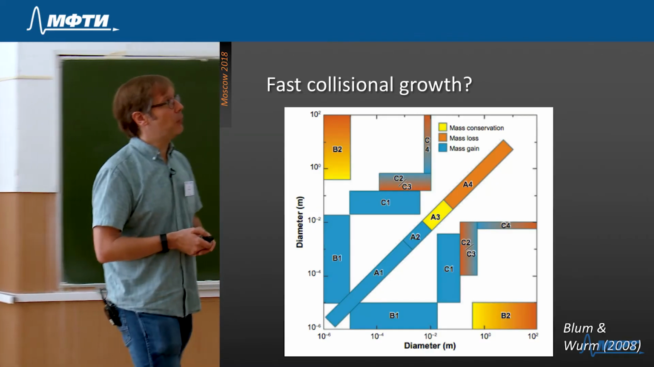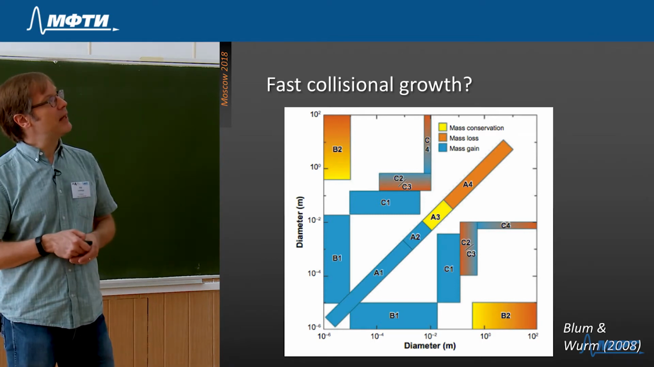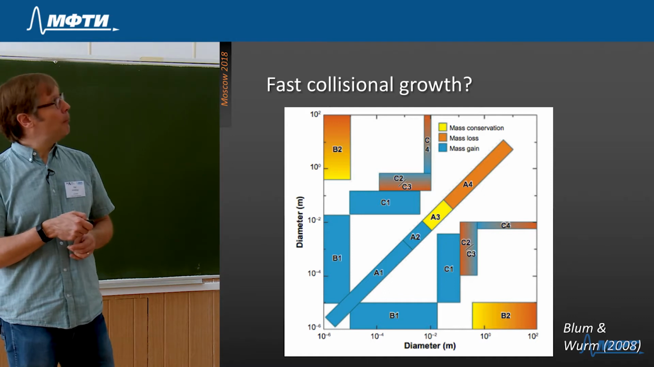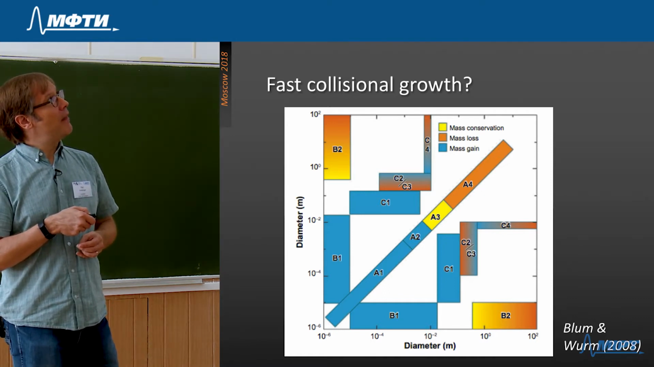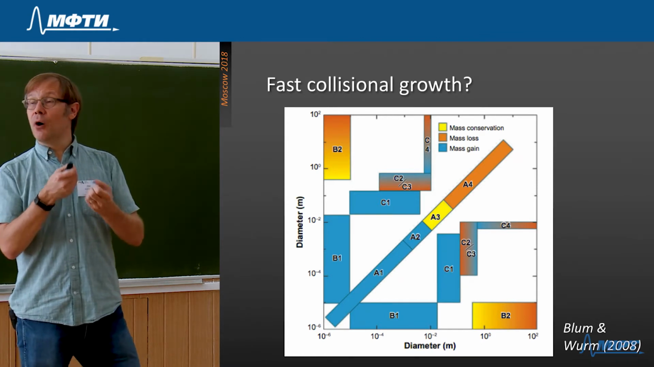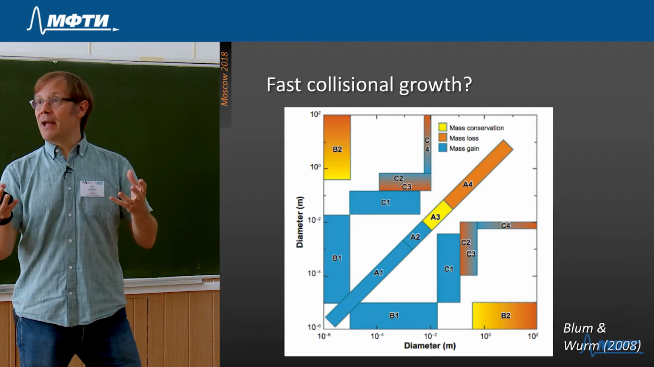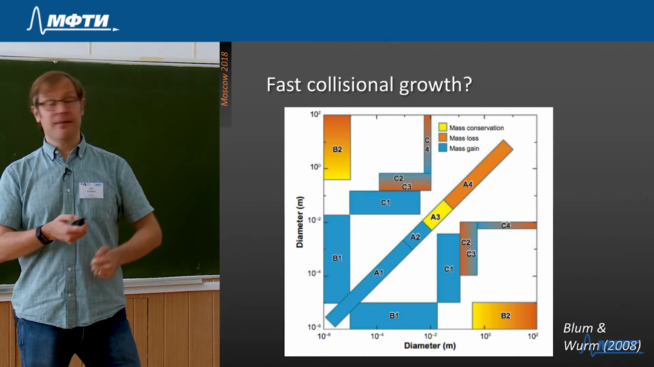And that's also what's seen in much more detailed calculations. This is again from this annual review of Blum and Wurm. Here are the experiments that have been done up to that point, and they're color-coded by whether in those collisions you got mass growth, basically you were neutral, or whether you got mass loss, whether you started actually breaking particles apart as opposed to sticking them together.